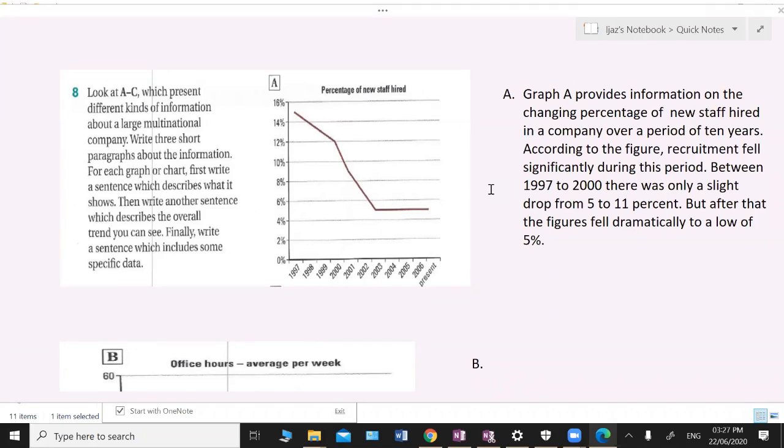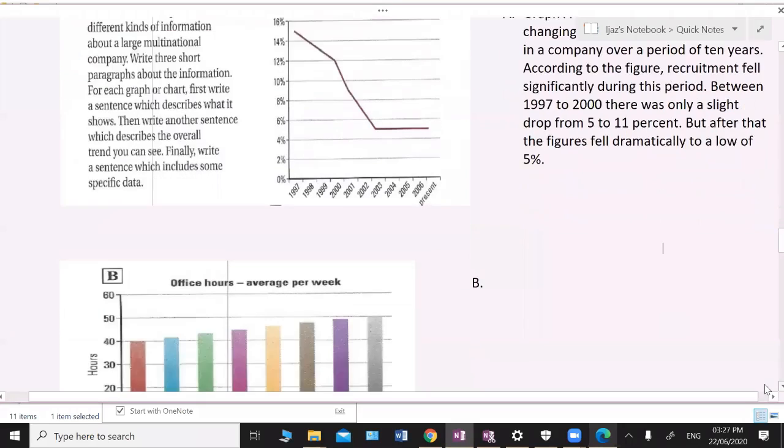We have written 3 sentences about this graph. Now we will move on to our next graph, and we will be discussing that graph.